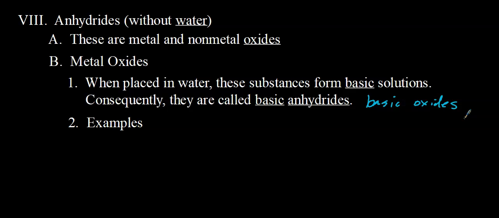So any metal oxide, when you put it in water, produces a basic solution. We call these basic oxides. Let's take a look at an example, the reaction of sodium oxide. Again, be careful, not sodium hydroxide, but sodium oxide and water. When sodium oxide reacts with water, we form a basic solution. Any guesses what base forms? It will be sodium hydroxide.